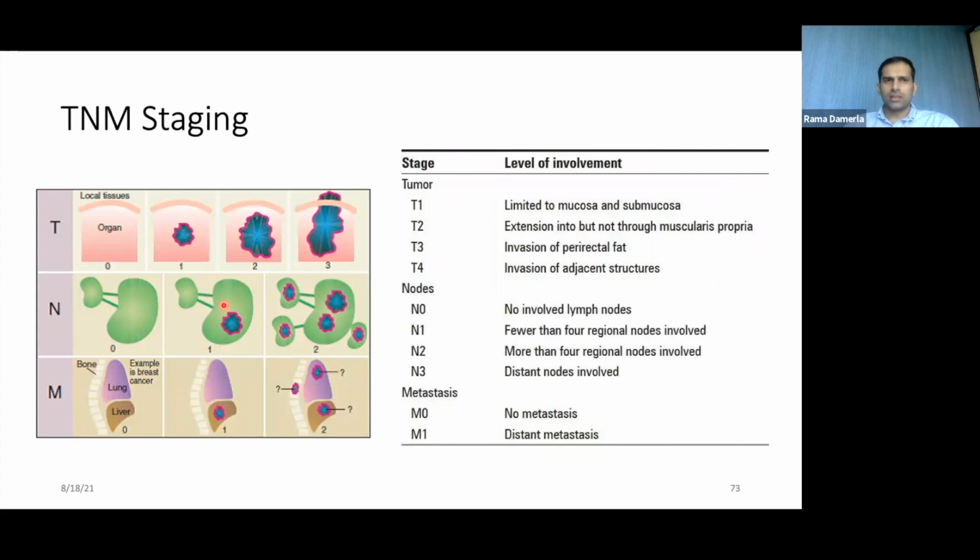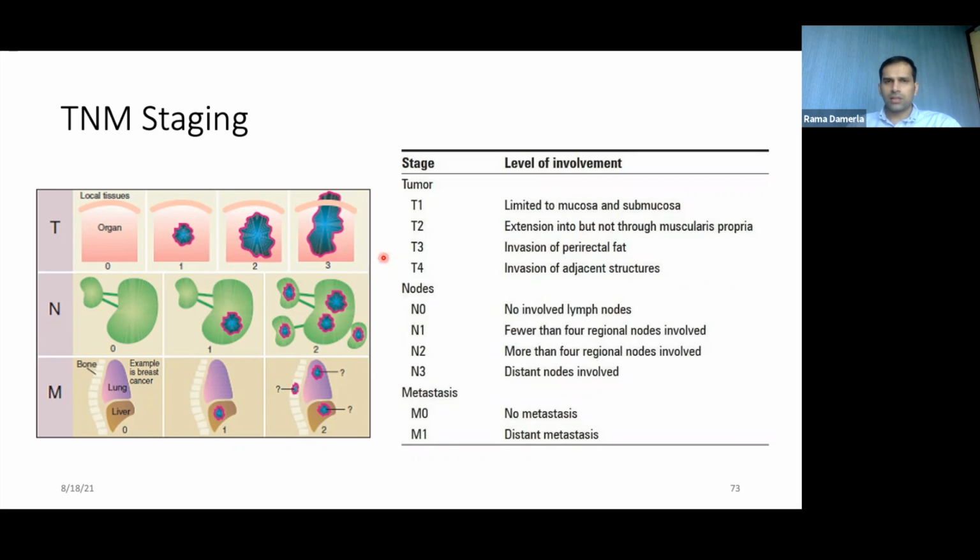So most cancers are classified by TNM staging. T is called the tissue or the organ where the tumor grows. N is to show whether it has invaded a local lymph node. And M is to show whether there was metastasis or not.